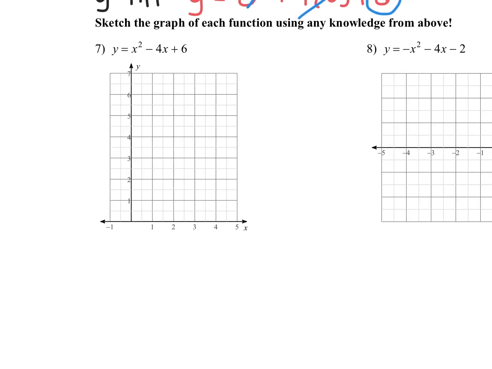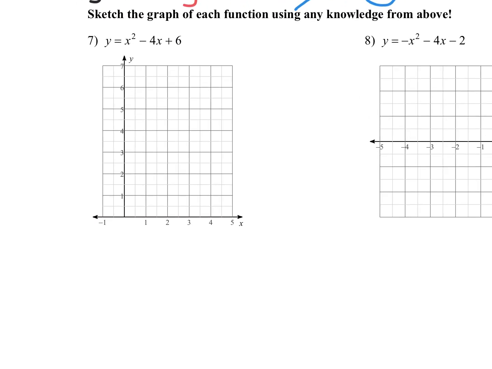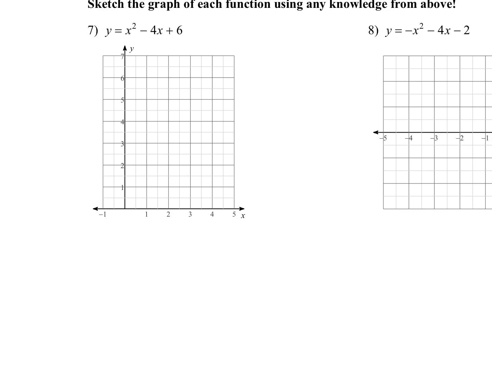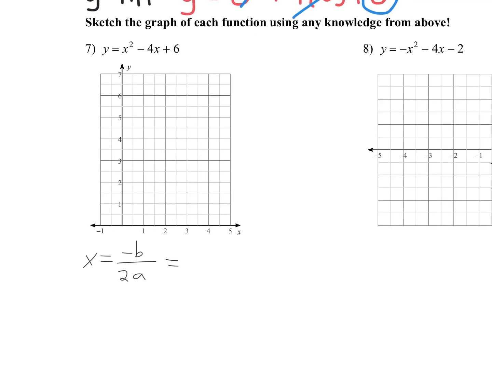So looking at number 7, what is the first step in graphing that I want to find? The vertex. How do I find that? -b over 2a. That -b, we want to find the opposite of our current b. So our current b is what? -4. So what's the opposite of -4? +4. And then I have 2. What's my a? 1. So I have 4 divided by 2, which is 2.